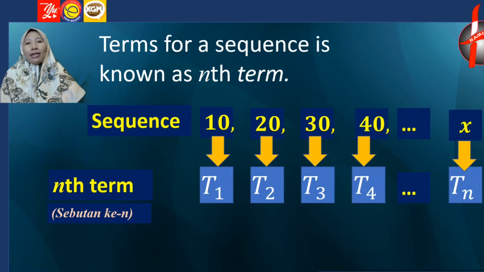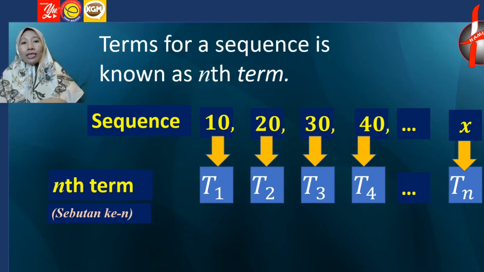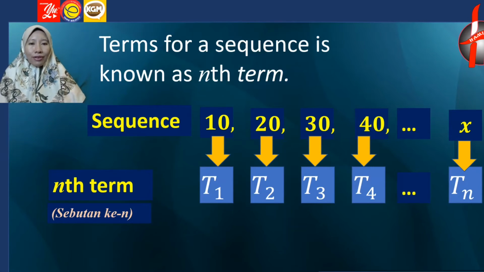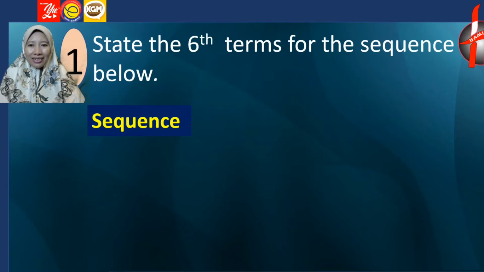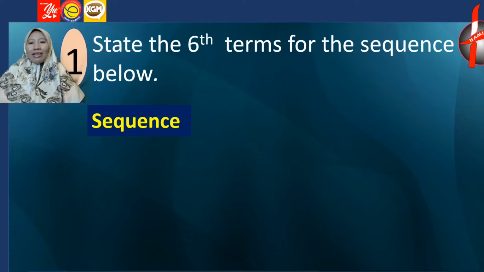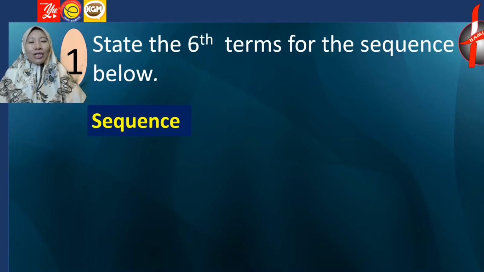Maybe you want to find terms number 10 or terms number 20, the 100th term or the 50th term, ya. Mungkin kita nak cari sebutan yang ke-10, sebutan yang ke-20. What is the sebutan yang ke-1000 maybe? Okay. But here, since we are going to just use a listing method with this example, now state the 6 terms for the sequence below.